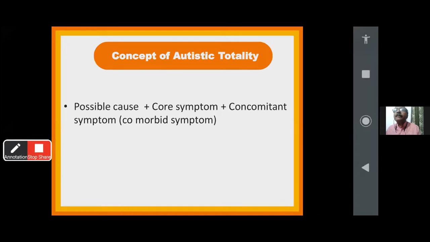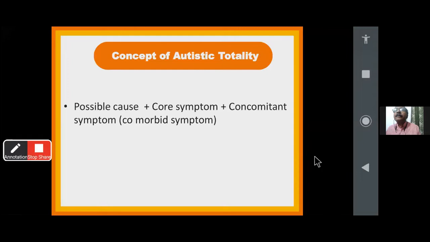How severe are each triad and each symptom in that case, plus the concomitant symptoms. There are a lot of concomitants, which are called the comorbid symptoms. I have shown so many comorbid symptoms associated. What are the comorbid symptoms associated with that one? That forms the concomitant, and the three things become our autistic totality.